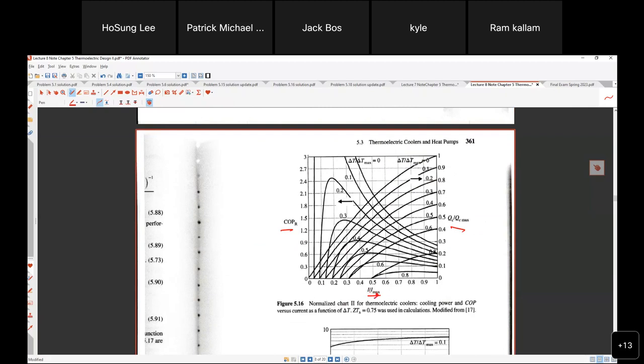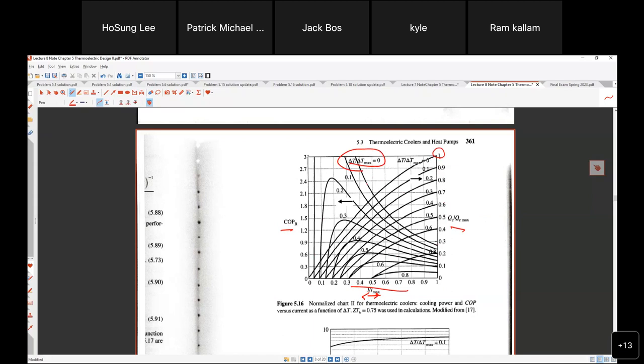Current is the control. This is the control current. And this is a maximum. Here is a maximum one. QC is maximum. And COP depends on the temperature.